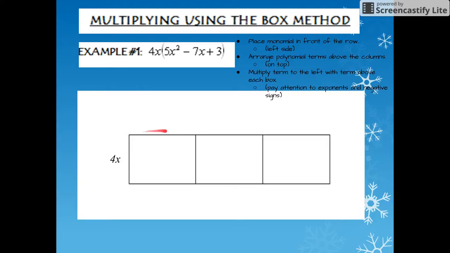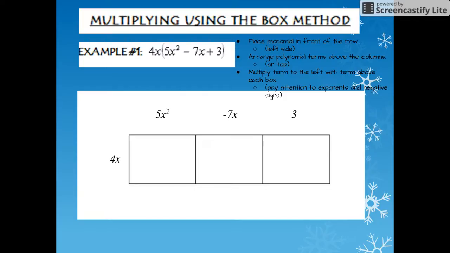Then the columns. Right now there's just individual boxes, but the polynomial will go on top of each box. So the 5x squared there, the negative 7x there, and the positive 3 here. Make sure that if there's a minus, you bring that down and that term is negative in the box. This box is just a way for us to organize the multiplications, because really we need to distribute that multiplication of the 4x into all three terms. And so this box method allows us to organize that and make sure that we hit all of our multiplications.